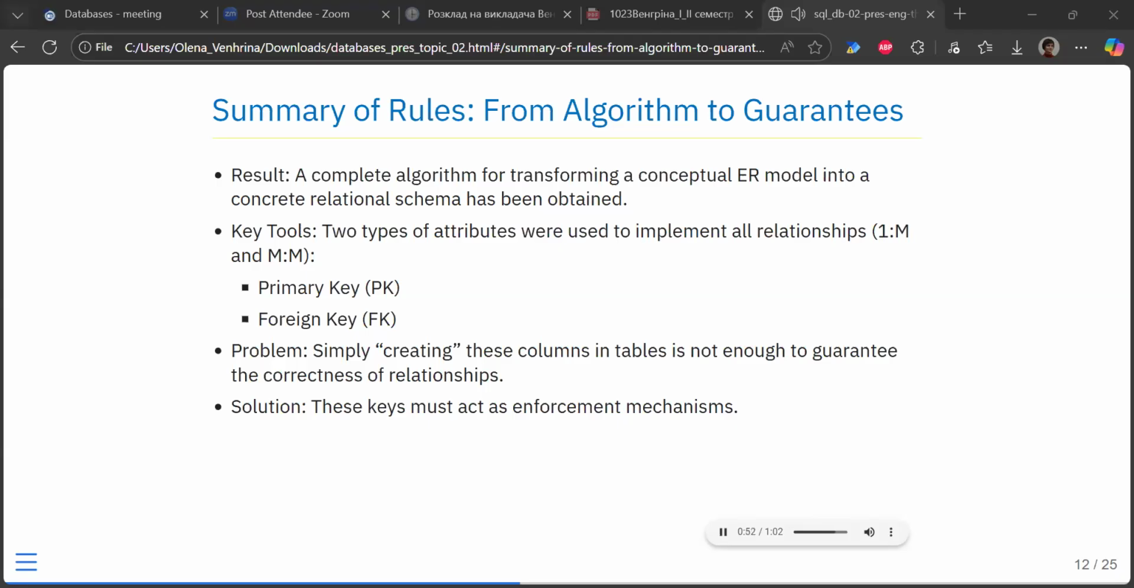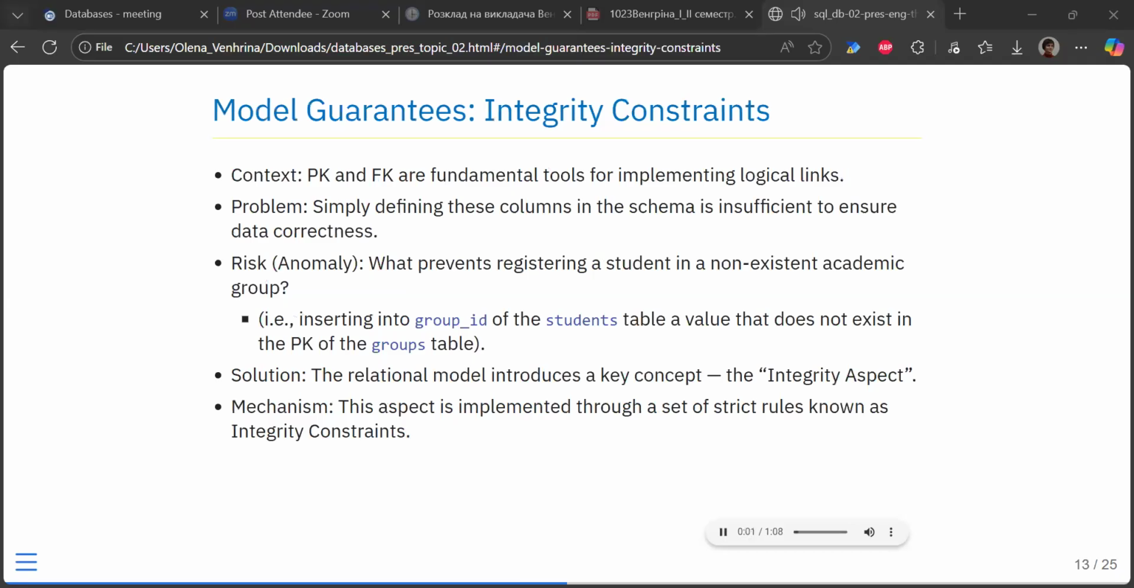For the model to truly guarantee the validity of our data, we must define strict rules that govern the behavior of these keys. This brings us to the next fundamental topic, integrity constraints. With this, we begin the third section of our lecture.